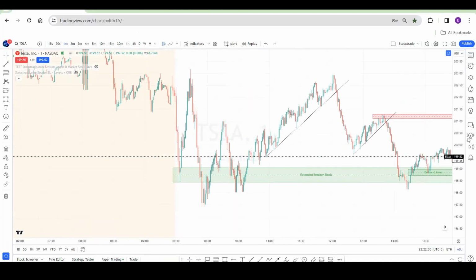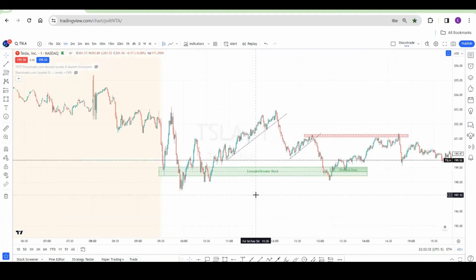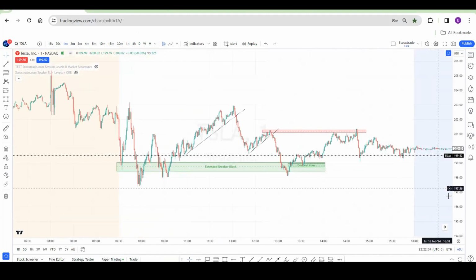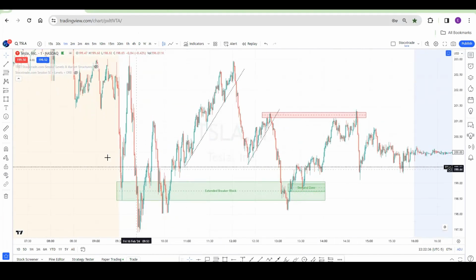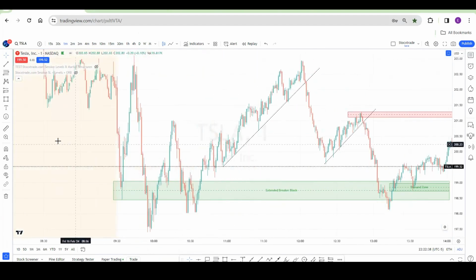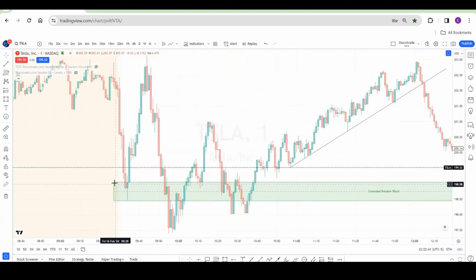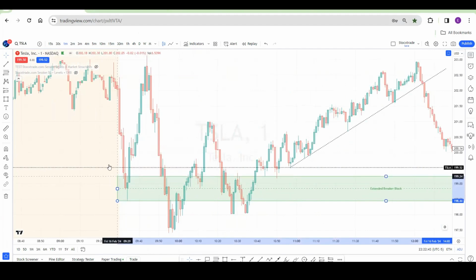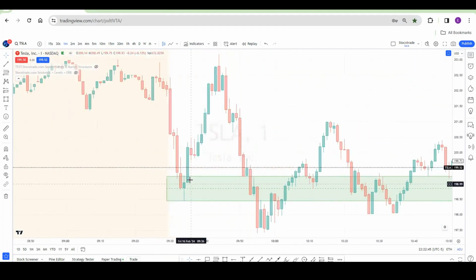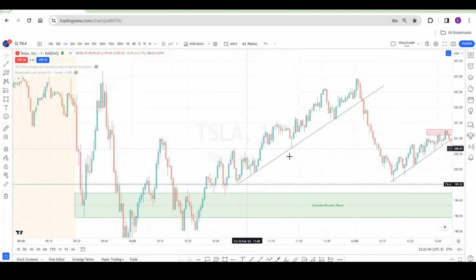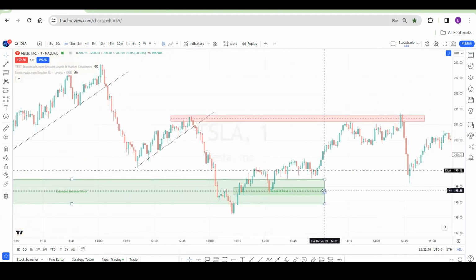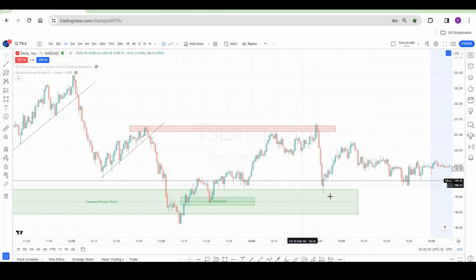I'll show you how many setups there are with this extended breaker block. I didn't mark the whole candle. If you mark the whole base candle, this one, because this is the base candle, and if I extend it, here also it is working.